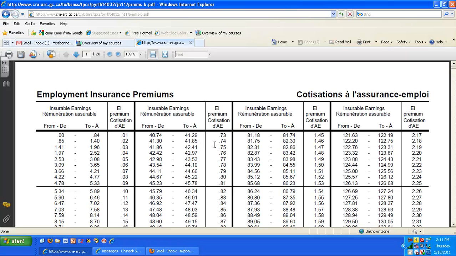If, for example, you were to earn $121.65, you look for that amount in the insurable earnings chart, and you will see on the top right hand $121.63 to $122.19. The amount of EI premium that you would pay is $2.17.